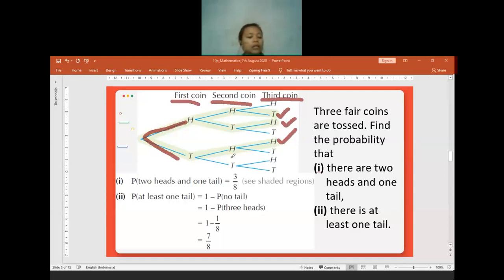This is THT. So there are 2 tails and 1 head. So no. TTH: 2 tails and 1 head. It is no. The last one is TTT.